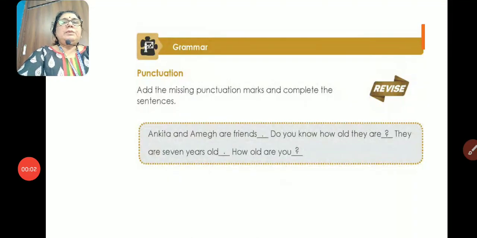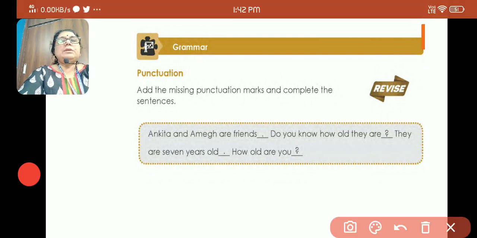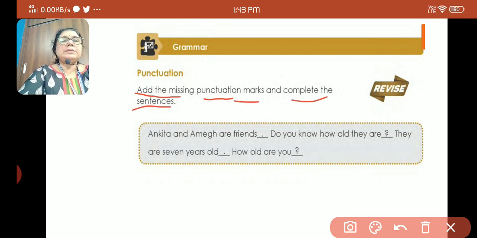Yes, children, now let's do the grammar portion of it. See, below the exercise 2.2, we have got some grammar, right? That is punctuation. Add the missing punctuation marks and complete the sentence.